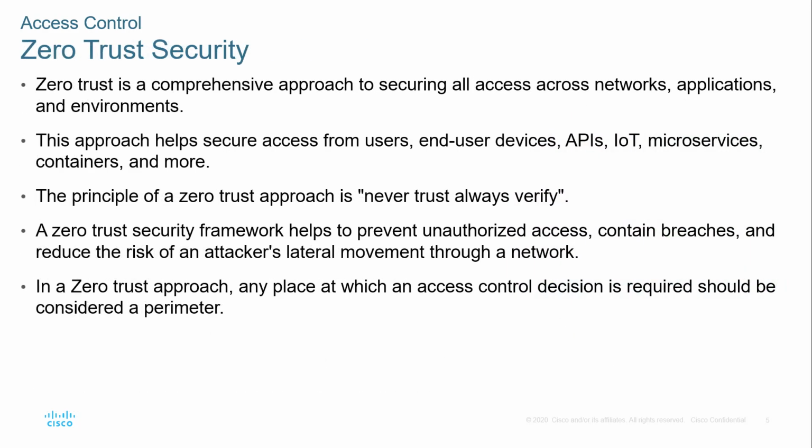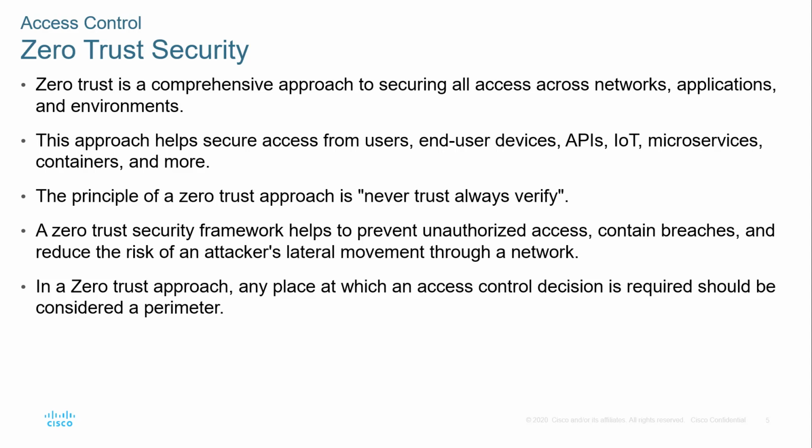So, we also have what's called a zero trust model, or zero trust security. Basically it's a comprehensive approach to securing all access across the entire organization: network, applications, environment, everything. This approach helps secure the access for users, devices, services, web services, any types of APIs. Essentially, the principle of a zero trust approach is never trust, but always verify. Once verified, then trust.